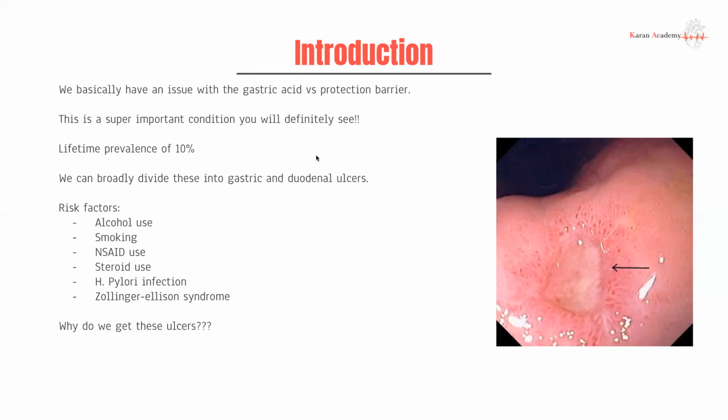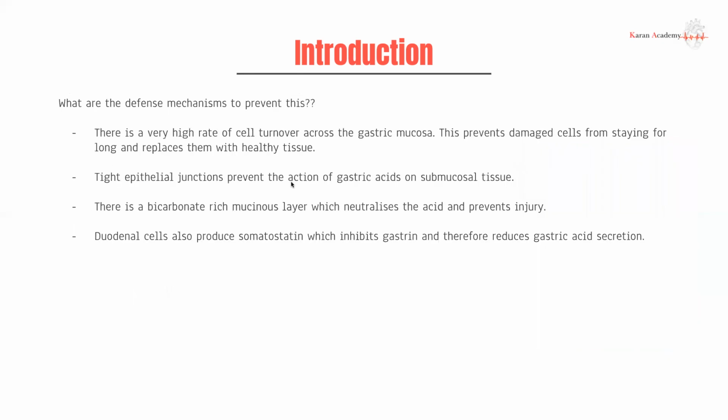So let's talk about why each one is a risk factor for these conditions. Before that, let's talk about the defense mechanisms, because obviously we have a failure or an imbalance. So what's going on here? Firstly, we have a very, very high rate of turnover of the gastric mucosa. This is to basically replace any cells that have been damaged with healthy tissue. Secondly, we have tight epithelial junctions to prevent the seepage of gastric acids to the submucosal tissue. You also have a layer of bicarbonate or a more basic medium, which neutralizes the acid and prevents injury.